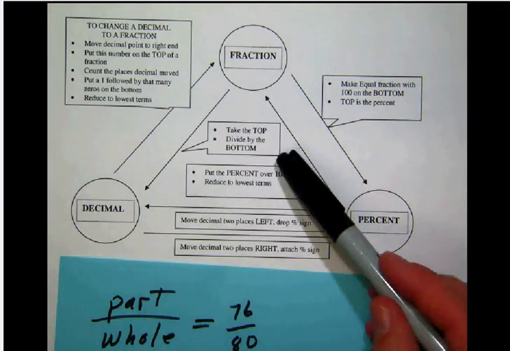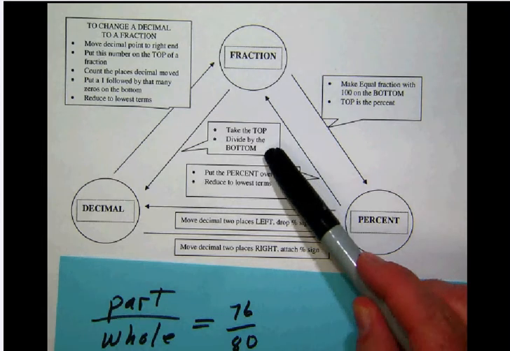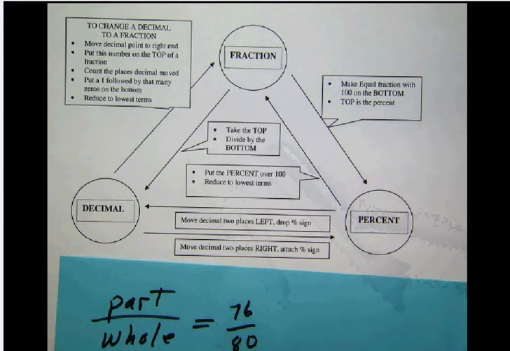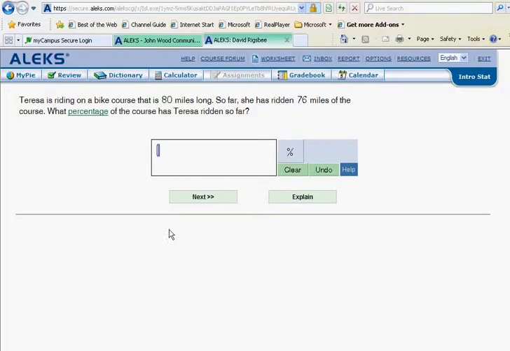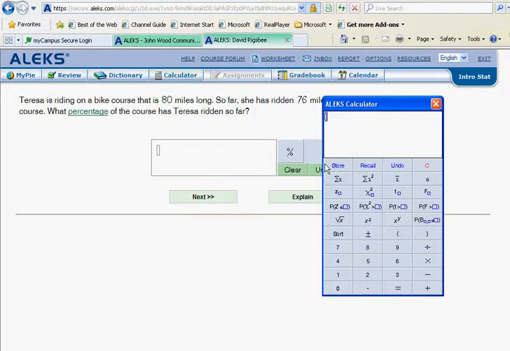To take a fraction and make it into a decimal, the rule says take the top and divide that by the bottom. So we'll hop over here to our ALEKS calculator. We'll take our 76, we'll divide that by our 80, and we'll convert to a decimal. And so that decimal is 0.95.